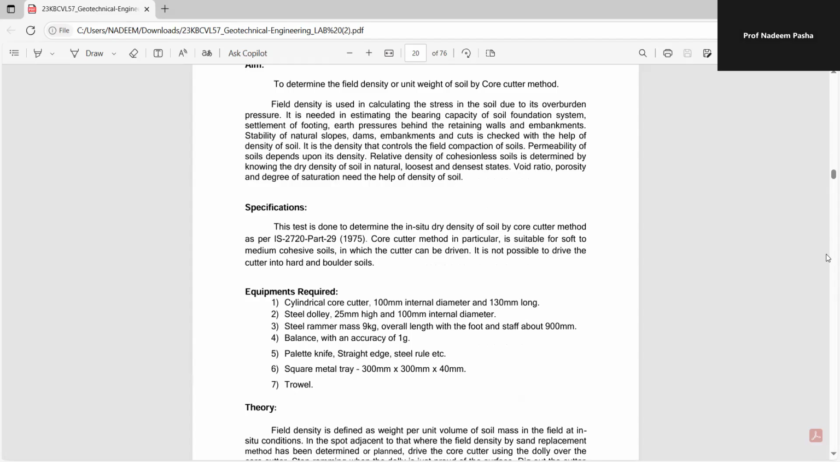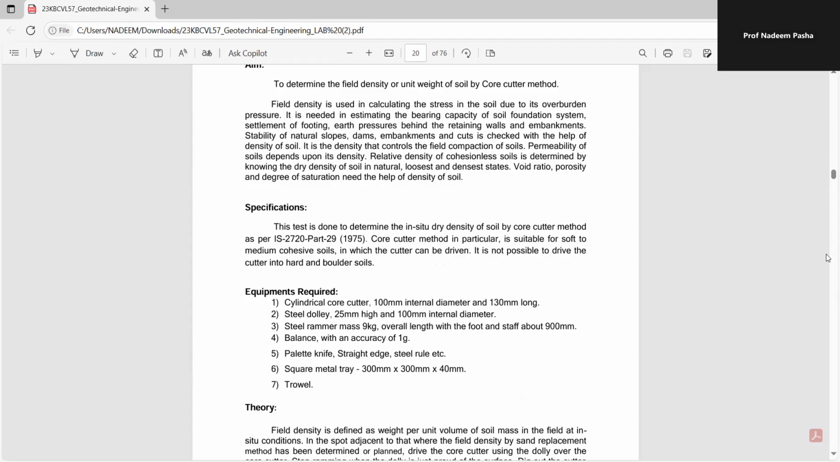So what is the specification? This test is done to determine the in-situ dry density of soil by core cutter method as per IS 2720 part 29, 1975. Core cutter method in particular is suitable for soft to medium cohesive soil in which the core cutter can be driven. It is not possible to drive the cutter into hard and boulder soils.